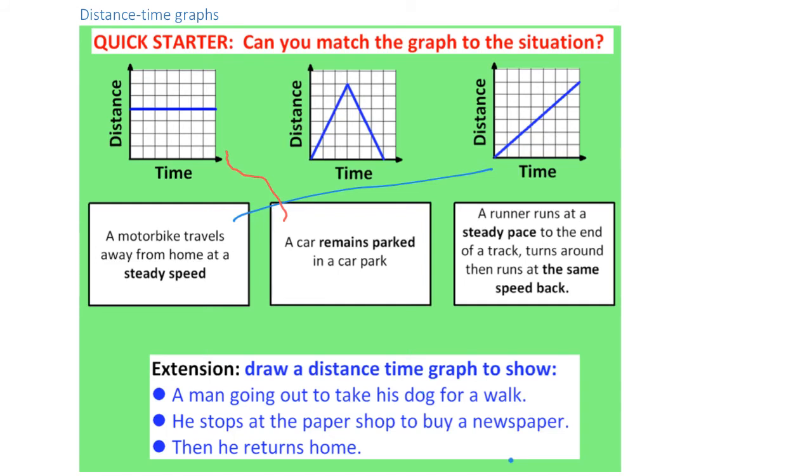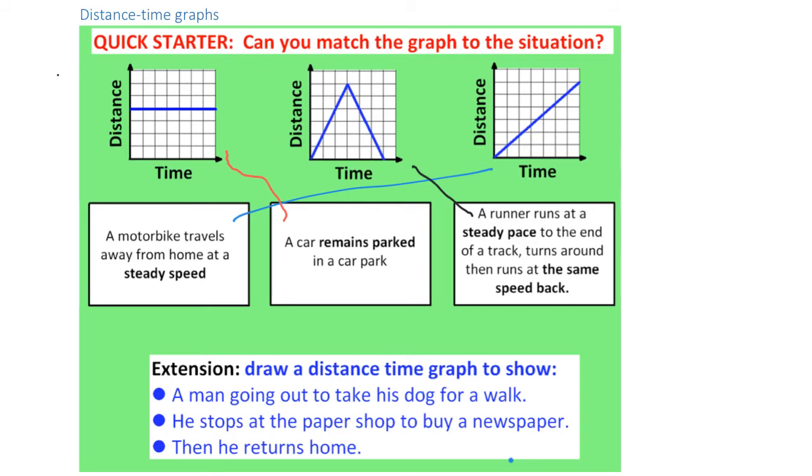And then the third statement, a runner runs at a steady pace. So we're going to expect a straight slopey line for that. To the end of the track, turns round and then runs at the same speed back again. So we can see that's going to be the middle graph. And that's because it's a slopey line up and then a slopey line down. So the distance away from you is increasing up until a point, and then it returns.